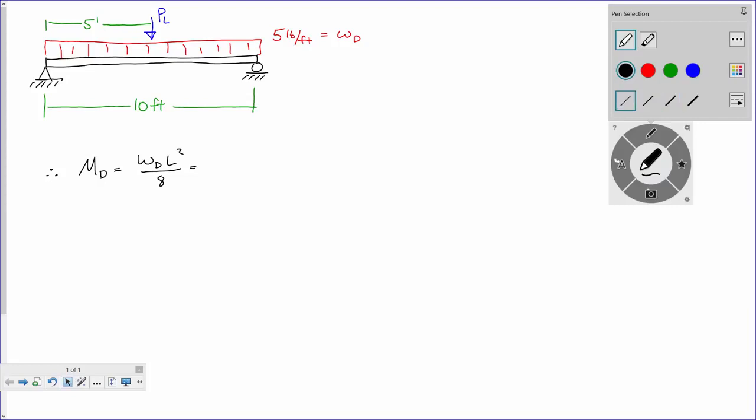Okay, so that's 5 pounds per foot times 10 feet squared over 8. So 10 times 10 is 100, over 8 is 12.5, times 5 is 62.5 foot-pounds, right? Did I do that right?